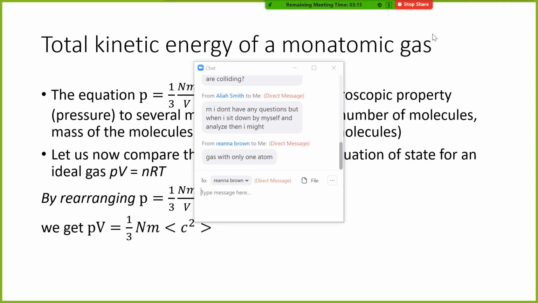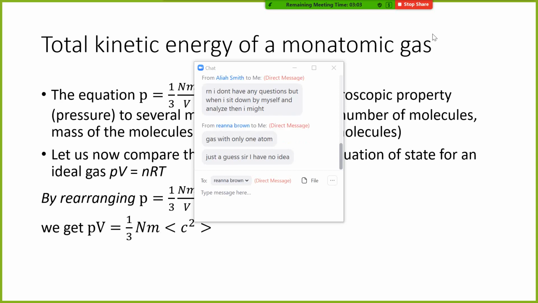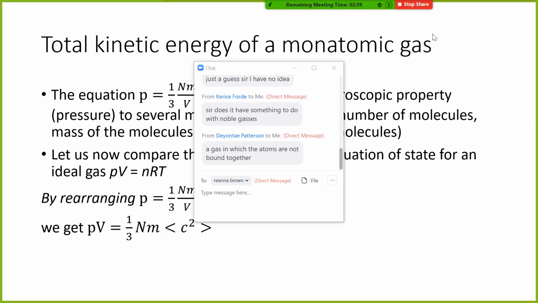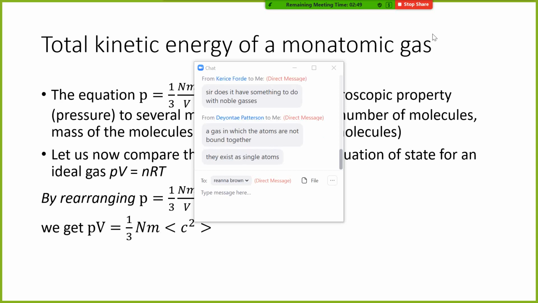All right. So one person said gas with only one molecule, with only one atom. You want to expound a little bit? Also, you just guess. All right, no problem. That has to do with things such as noble gas. Yeah, you have a right. Yeah, that's right. Gas in which the atoms are not bound together. They exist as a single atom.